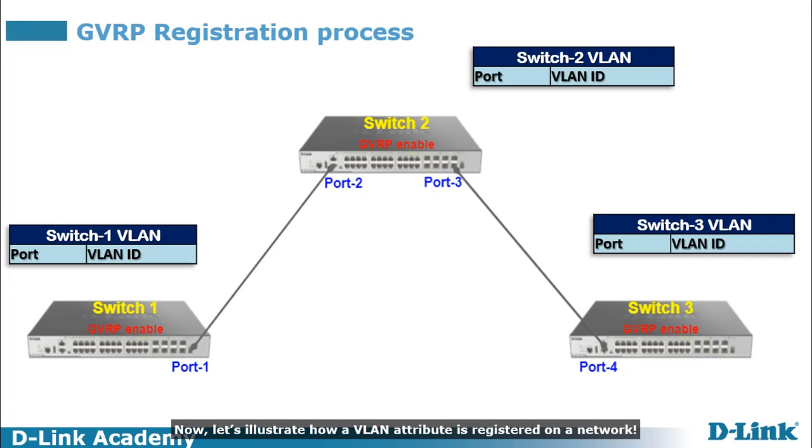Now let's illustrate how a VLAN attribute is registered on a network. When static VLAN 2 is created on switch 1 and 3, the process is as follows.